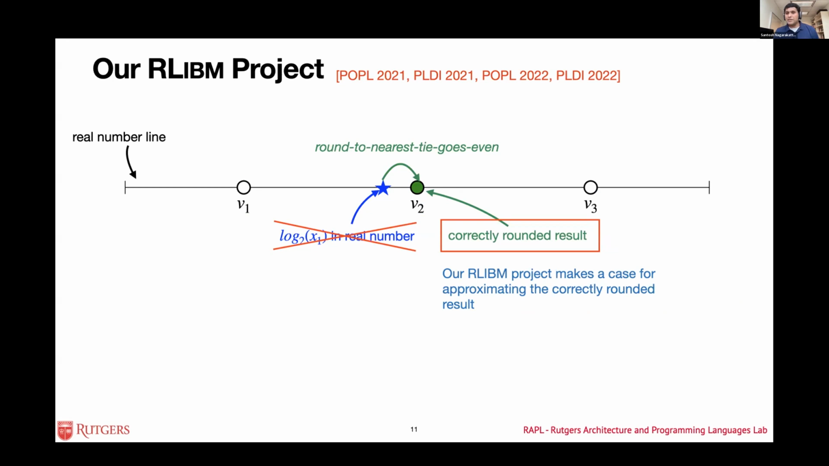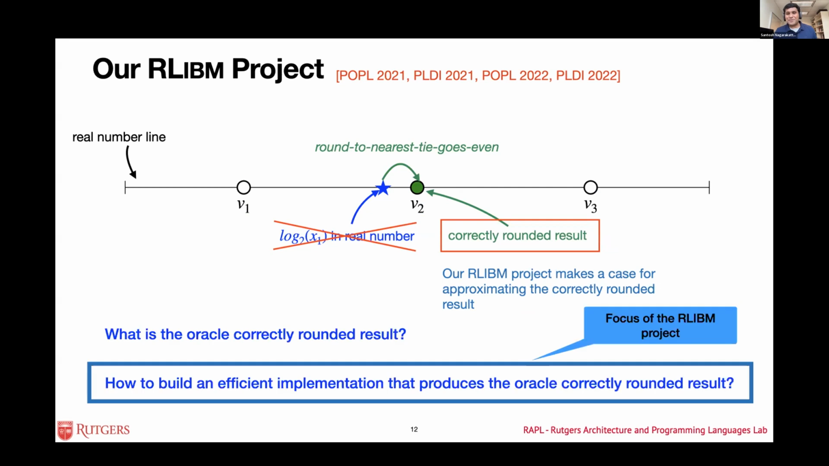And now you may be wondering, how do I know what is a correctly rounded result? This is why we split the problem of generating correctly rounded libraries into two parts. First, how do you generate an oracle, which requires you to solve the table maker's dilemma? And the second part is, once you have an oracle, how do you generate fast and correct implementations?